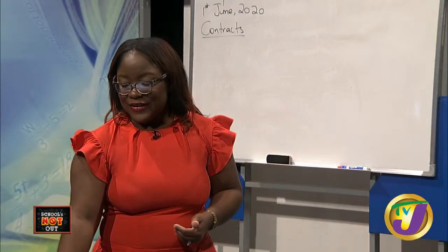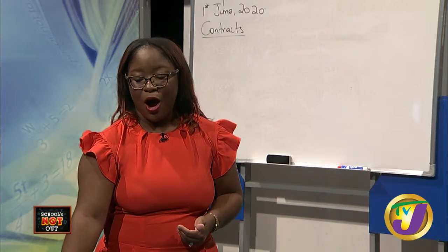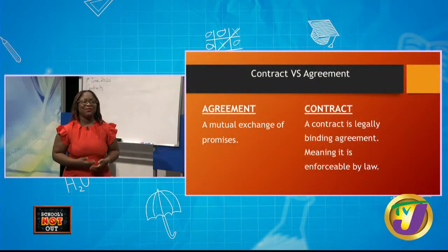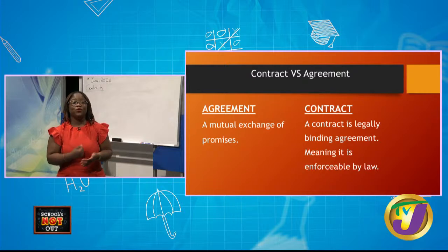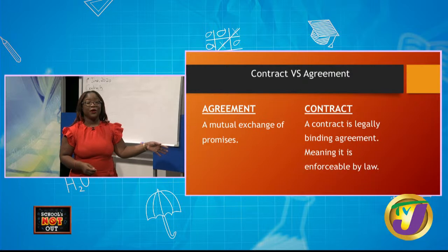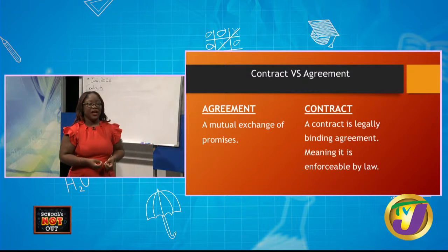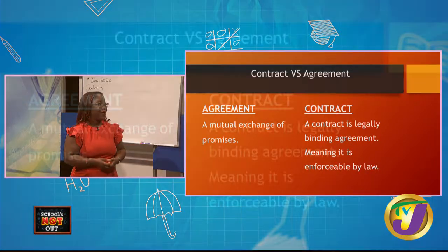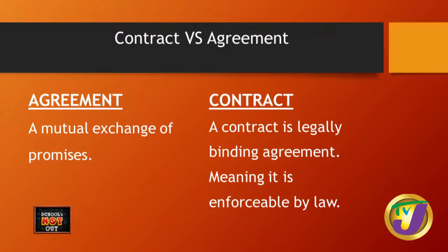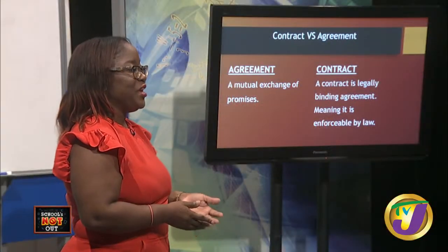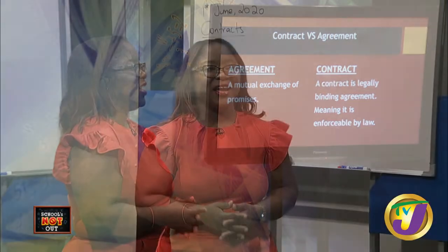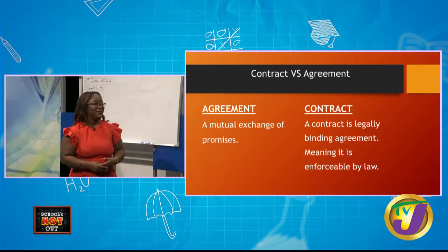So let us look at two terms that are often confused. In looking at contracts, it is very important that we do not confuse the concept of an agreement with the concept of a contract, because an agreement is just a mutually exchanged promise, while a contract is a promise that is legally binding. It's an agreement that is legally binding, and it has precedence in court if it reaches that far. So an agreement is just something that we come to, we have made a mutual decision on, but a contract is an agreement that is enforceable by law.